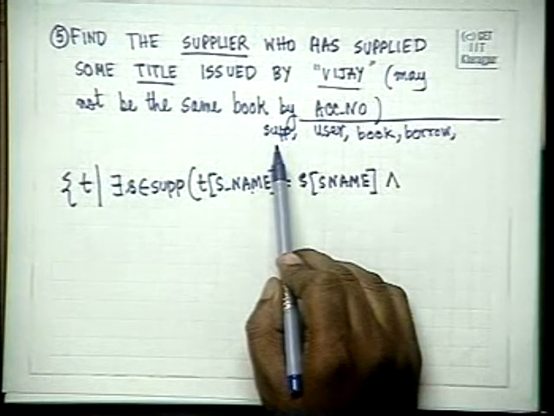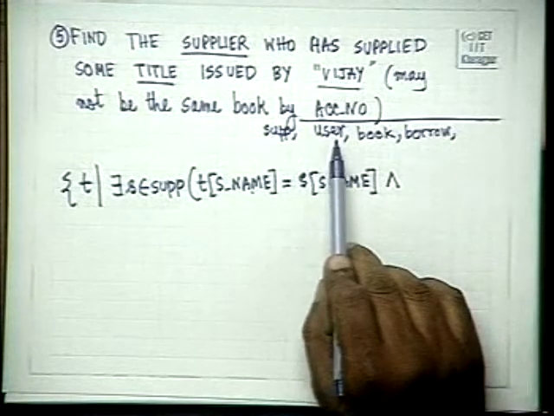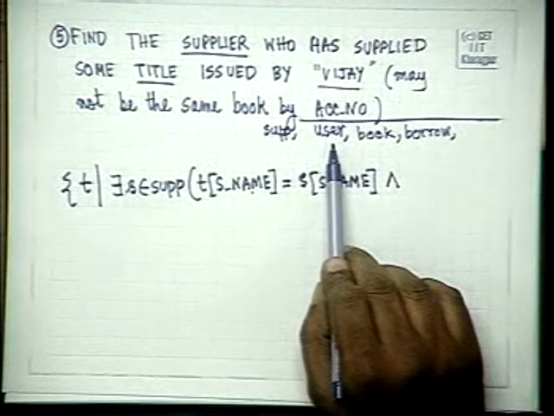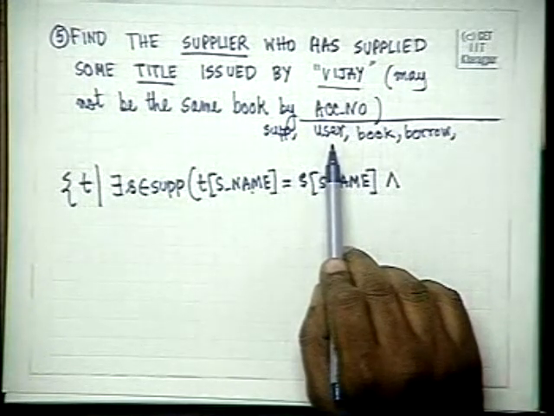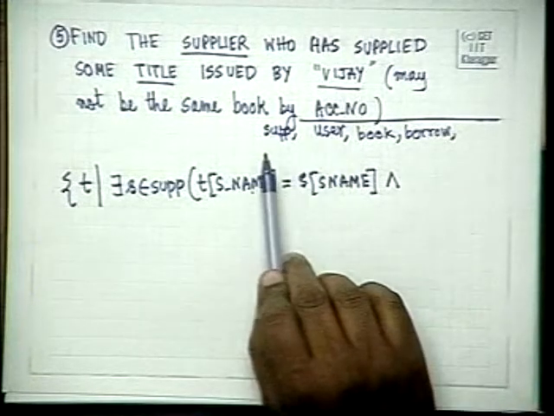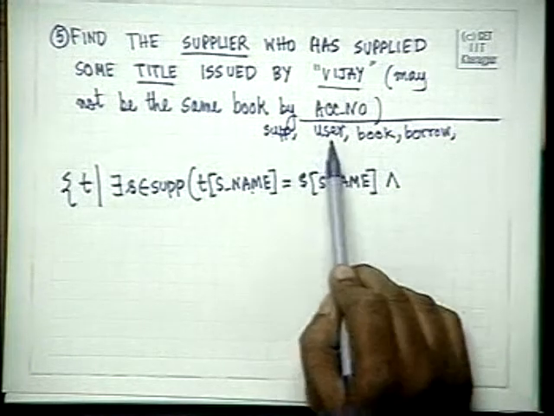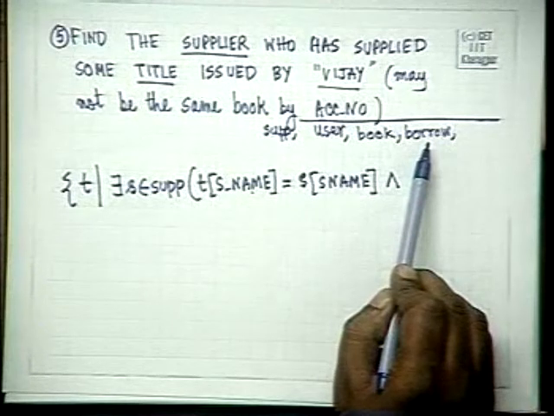From the accession number of the book and the borrow relation, you will get the card number of Vijay, the name of Vijay, and you will have to match the name of Vijay. That is the first thing which has to be done: you have to find out that this book has been issued by Vijay. That is point number 1.